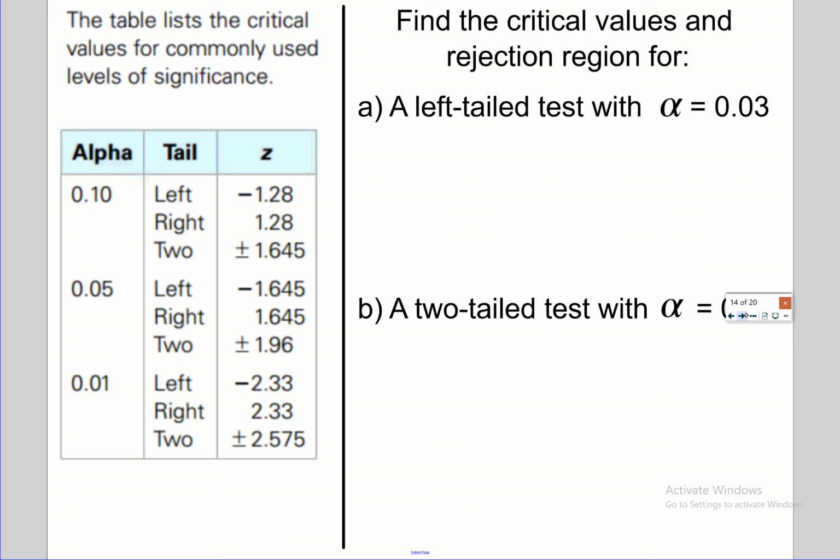All right, so I'm going to pause this for a second. I'm going to give you just a couple minutes. Write them on your table. And then we'll come back and we'll talk about how you find one if it's not on the table.